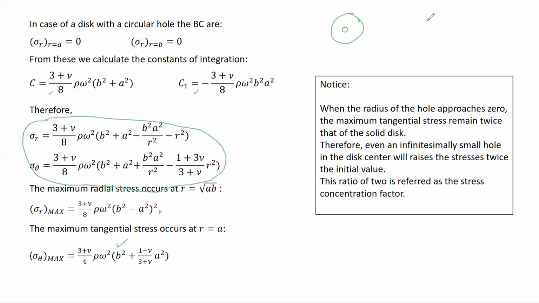The last point I would like to make here, one thing to notice is that if we have an extremely small hole here, almost zero radius, the solution here with a full disk without any hole would not be equivalent. You can see stress at that location would be twice the stress on the full disk. And in fact, that would be the stress concentration due to the presence of a very small hole in the disk.